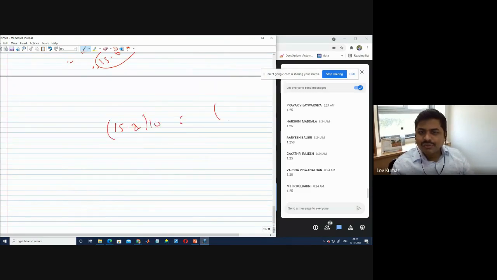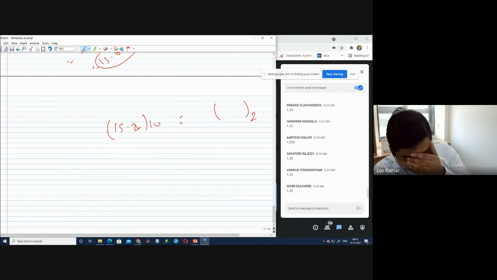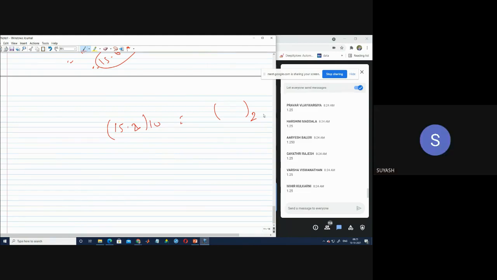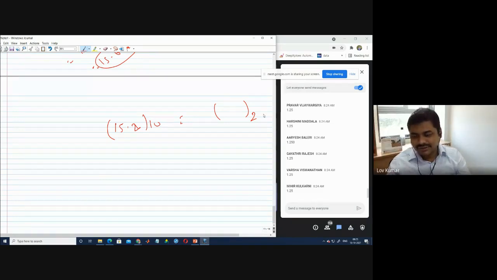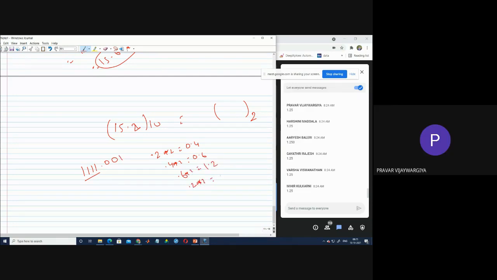Okay, now the last one I'm going to give you. 15.2 base 10. If you are going to convert it to the binary value, how to write? Sir, wouldn't we get a recurring value in this? Yes, just try. So what value will we get for 15? We have already calculated 1, 1, 1, 1. And for the 0.2, 0.2 into 2, what value will we write? 0.4. So we are writing it here. Then 0.4 into 2, we are getting 0.6.